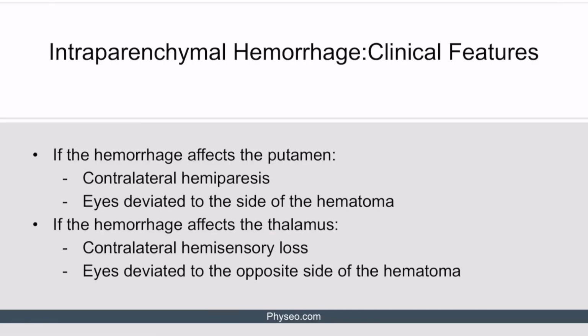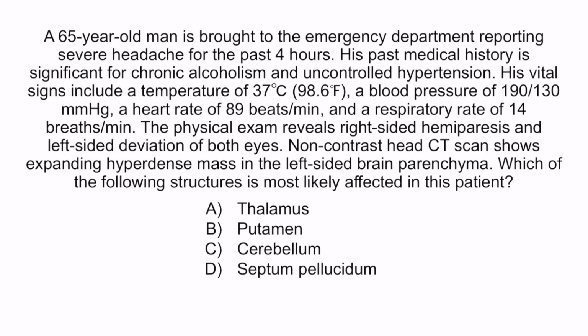Here is a slide reminding us of the clinical features of putaminal and thalamic hemorrhages. Pause the video and take a moment to consider this slide once more. Let's discuss why other options are incorrect. Option A is incorrect because thalamic hemorrhage is associated with contralateral hemisensory loss and contralateral deviation of both eyes.